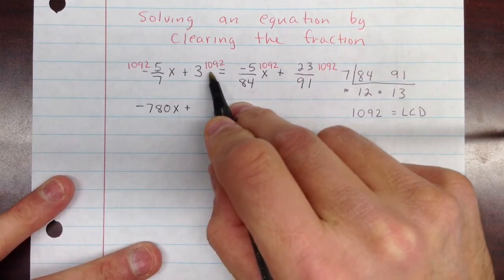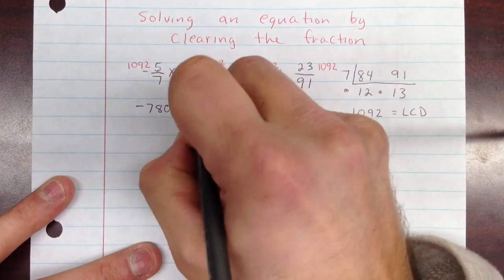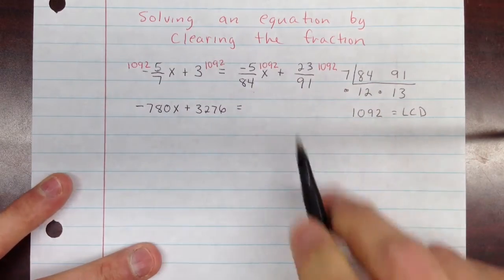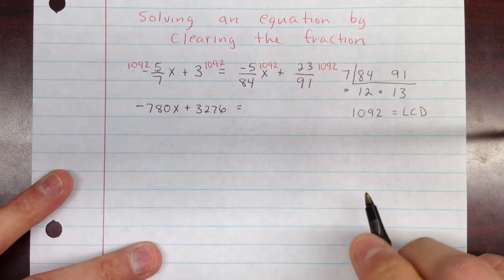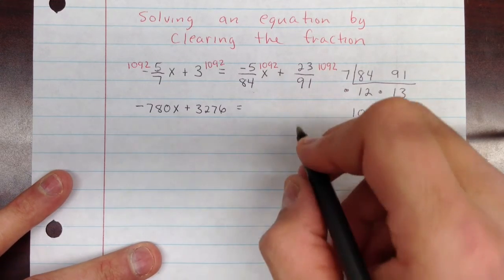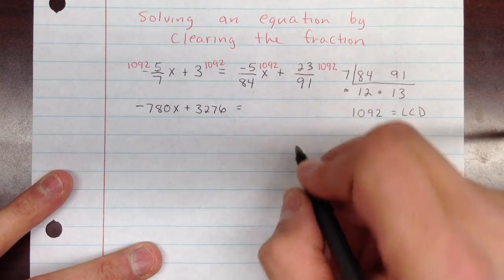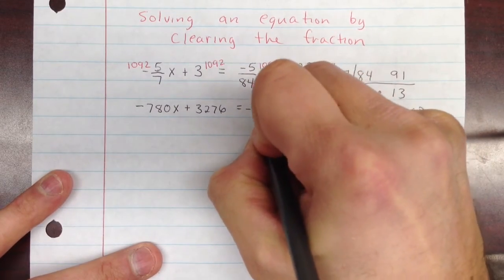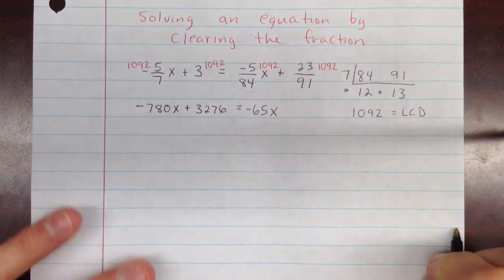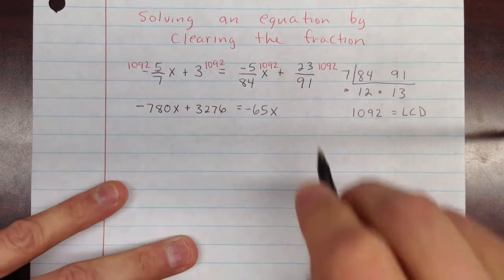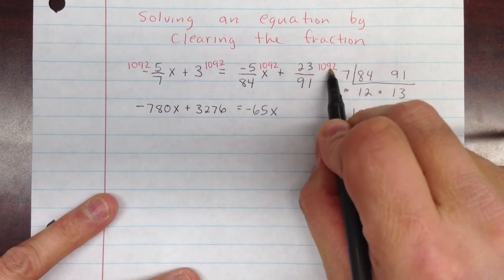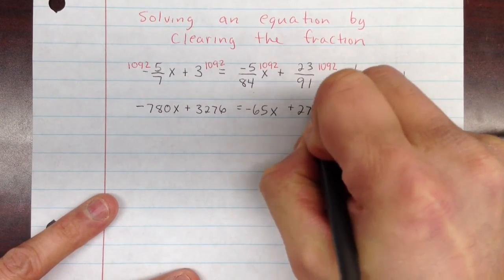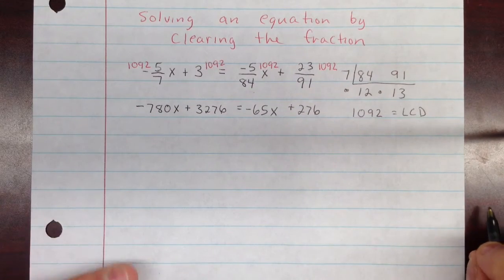3 times 1092 is 3276. Take negative 584 times 1092, and you should get negative 65x. And then the last one, 23 times 1092 should equal 276. So now we've eliminated all the fractions in one step.